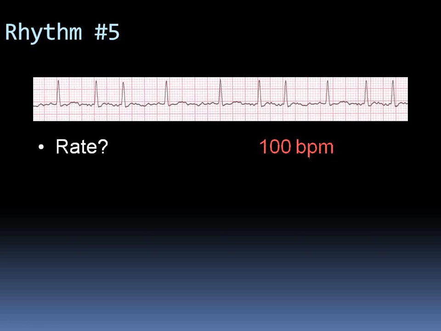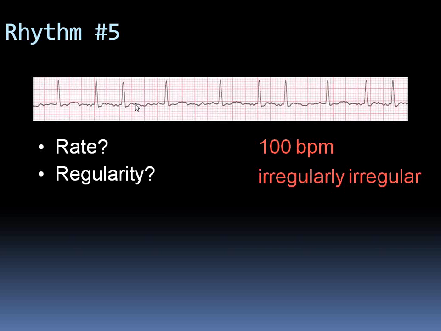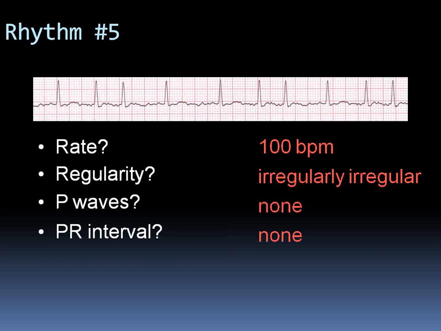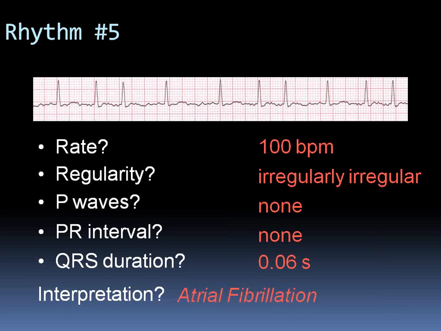Okay. The rate of the QRS is about 100 beats a minute, but it's difficult to say. The rate is different here, it is different here, and it is different here. It is irregular. There are no P waves, and because there are no P waves, there is no PR interval. And the QRS duration is normal. Okay, atrial fibrillation. You will see a lot of atrial fibrillation. About 10% of patients more than 70 years of age have atrial fibrillation. And atrial fibrillation is becoming increasingly common as the population ages. Okay.